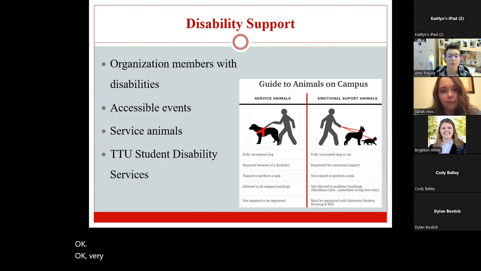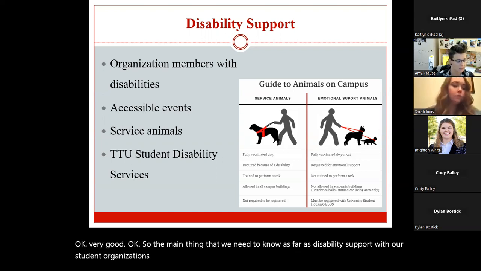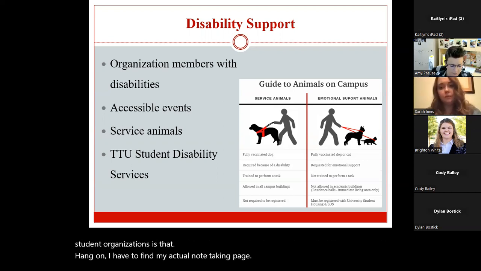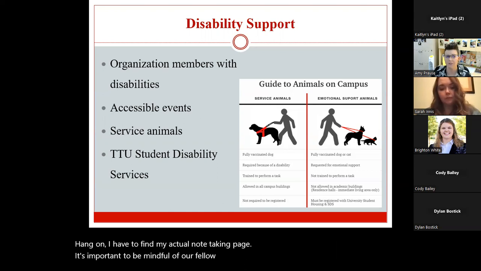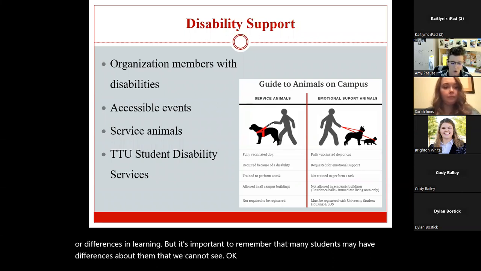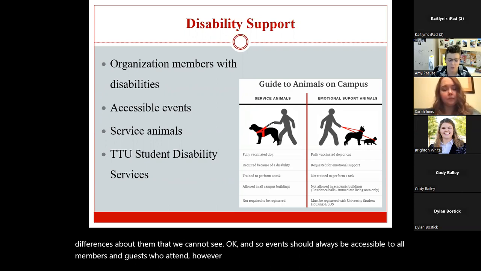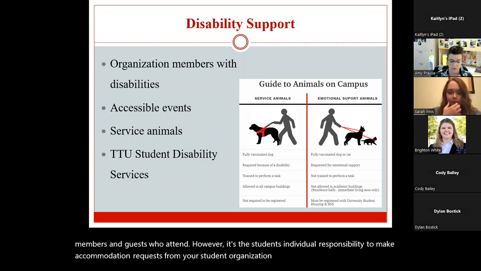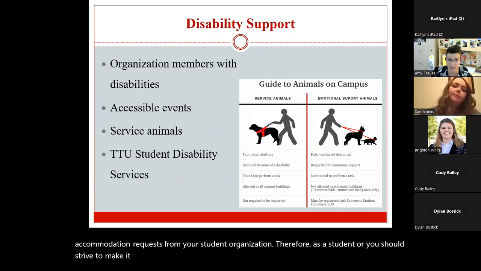Very good. Okay, so the main thing that we need to know as far as disability support with our student organizations is that, hang on, I have to find my actual note-taking page. It's important to be mindful of our fellow students who maybe have differences in functioning or differences in learning. It's important to remember that many students may have differences about them that we cannot see, okay? And so events should always be accessible to all members and guests who attend. However, it's the student's individual responsibility to make accommodation requests from your student organization. Therefore, as a student org, you should strive to make it easy to request these accommodations.